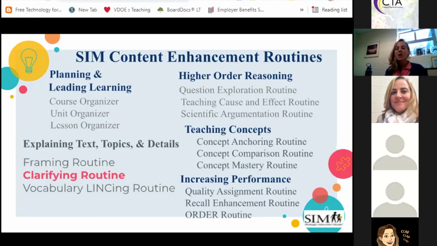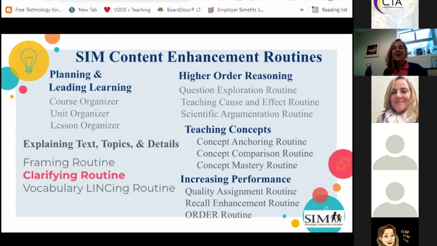You also then have higher order reasoning, which dives into the students creating the question, then building ideas around the question and research. So it's kind of like a PBL wrapped into that when you also wrap it with a quality assignment. And then there's teaching cause and effects. This one is really good for having students understand what came before and what came after. And then there's scientific argumentation, which is using reasoning skills to produce outcomes.